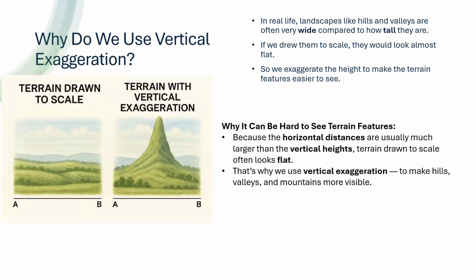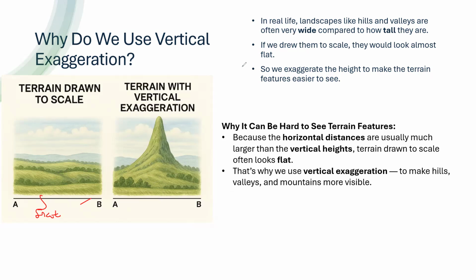So why do we use vertical exaggeration? If you can clearly see over here, you'll agree with me that the terrain over here is drawn to scale. And if it's drawn to scale, that is to say it's not exaggerated, it means this will appear to be flat. But if you exaggerate the vertical scale, then the hills and the mountainous regions clearly get to be visible.